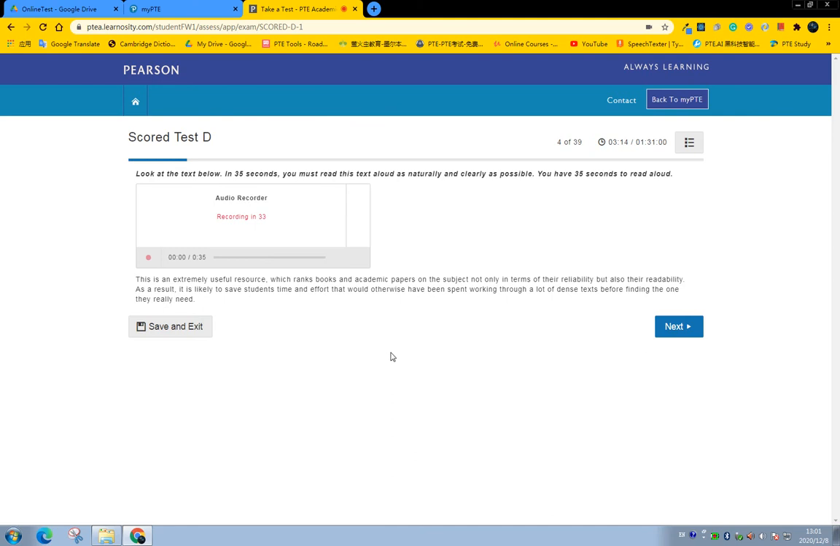This is an extremely useful resource which ranks books and academic papers on the subject not only in terms of their reliability, but also their readability. As a result, it is likely to save students time and effort that would otherwise have been spent working through a lot of dense texts before finding the one they really need.